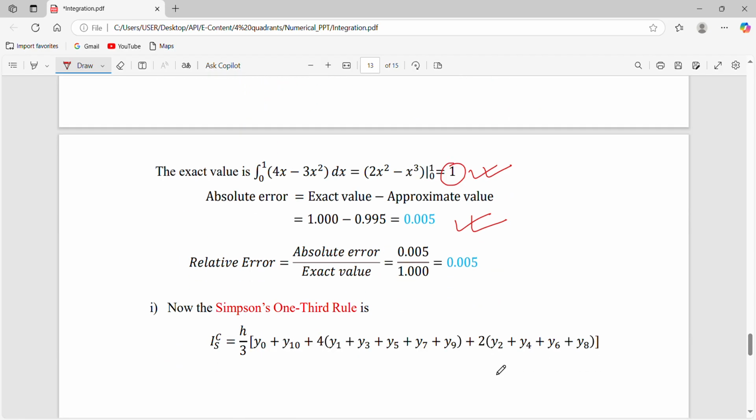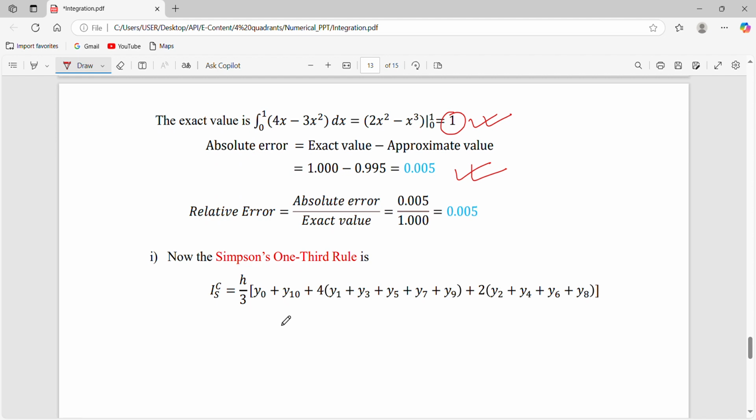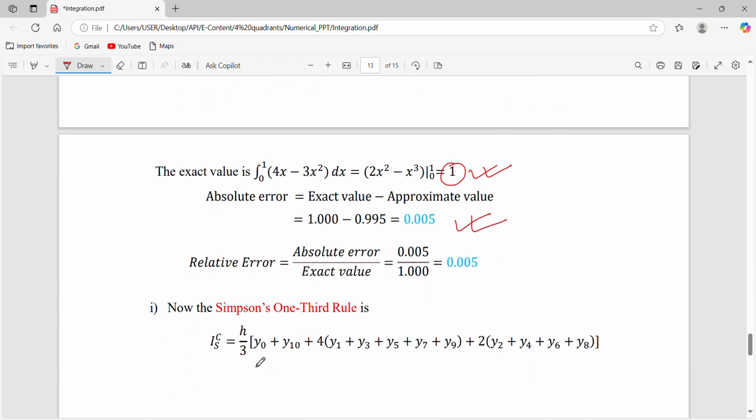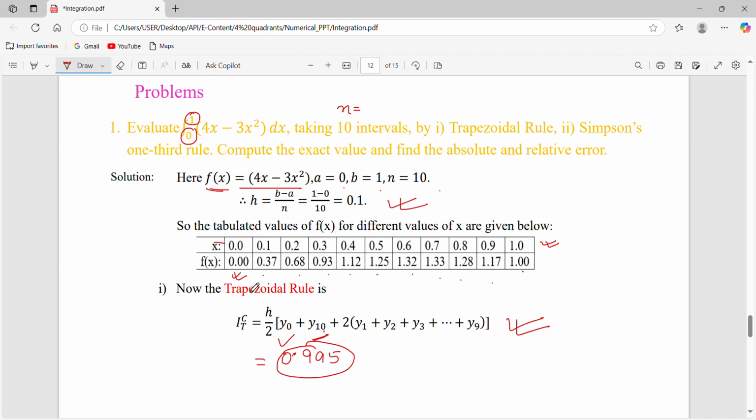Next is Simpson's one-third rule. In the same way, for Simpson's one-third rule, just see that here we have y0 plus y10. It will be better if you mention here y0 and y10, and then y1, y2, y3, y4, y5, y6, y7, y8, y9. Keep in mind that y0 and y10 are taken only a single time, so they are already taken and we cancel them out.